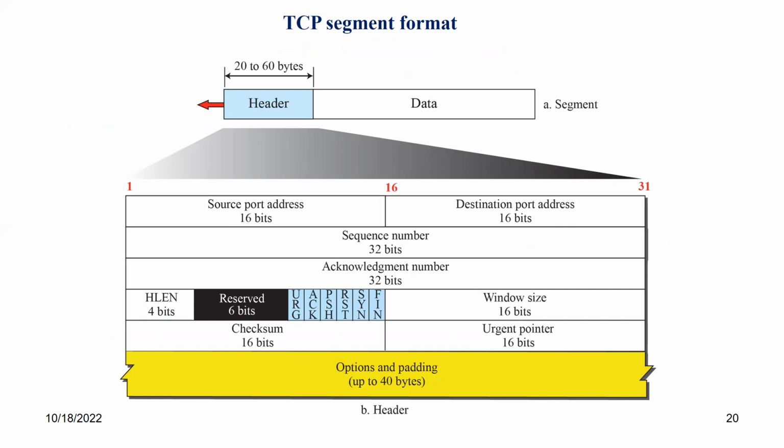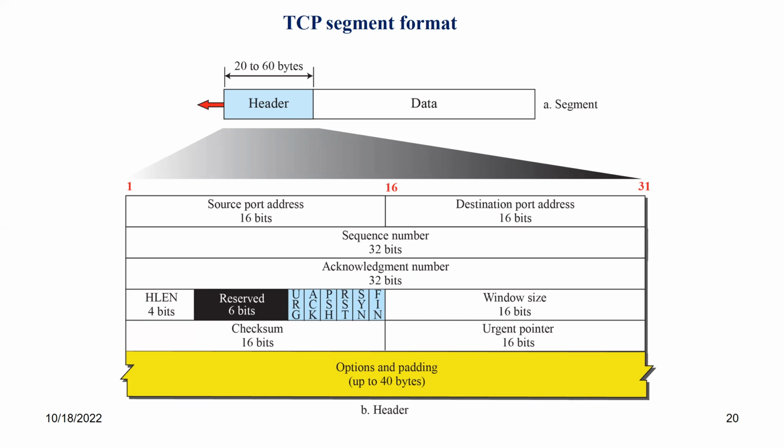How is this 20 bytes divided? Each row is divided as 32 bits, so there are 5 rows. The first 16 bits are used for the source port address, that is the client address, and the next 16 bits are used for the destination port address, that is the server address. Next is the sequence number, represented in 32-bit format, and the acknowledgement number that is to be expected.